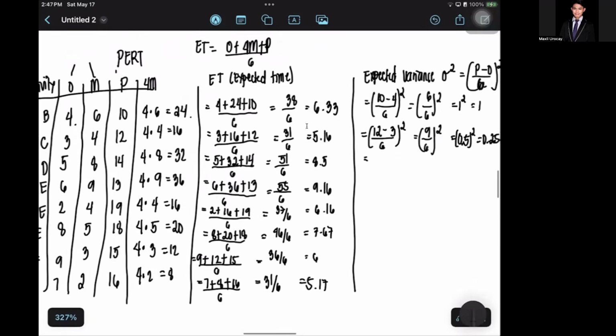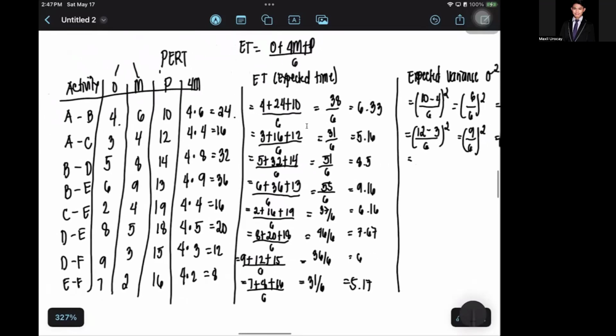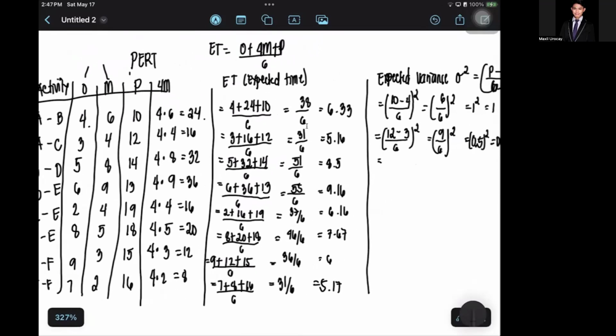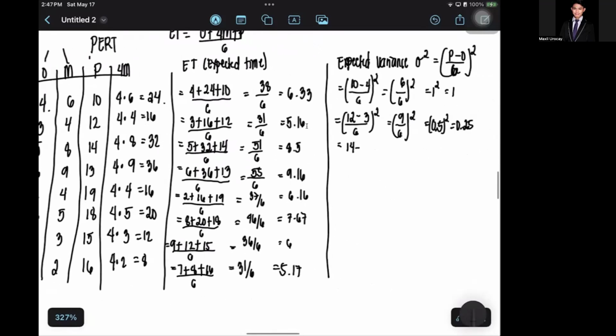Now afterwards, we're able to identify already, your P for B to D is 14. 14 minus O, your O is definitely 5, divided by 6 squared, equals 14 minus 5. That will become 9, 9 over 6 squared. So 9 over 6 is still the same thing, 1.5.